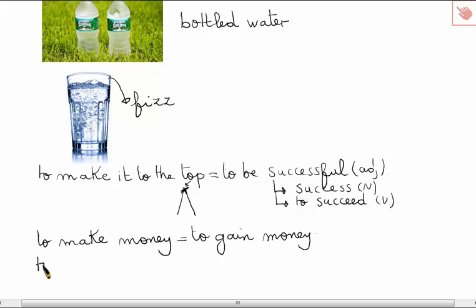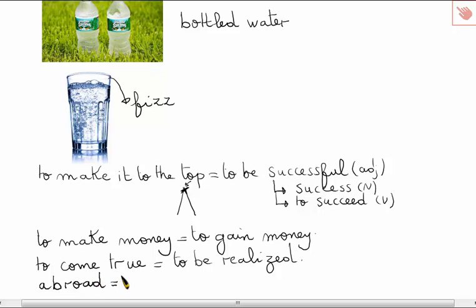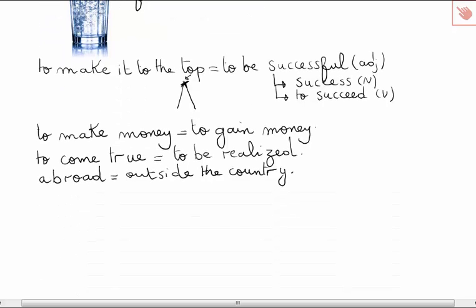I'm going also to explain to come true. If your dream comes true, it means it is realized. To be realized. It is true. It's no longer a dream. I'm going also to write abroad. If you travel abroad, for example from Tunisia, you travel to France, you travel to Italy, so you go outside the country. Outside the country. So if you travel to Mahdia or to Sfax or etc., you are not traveling abroad. You are inside the country.